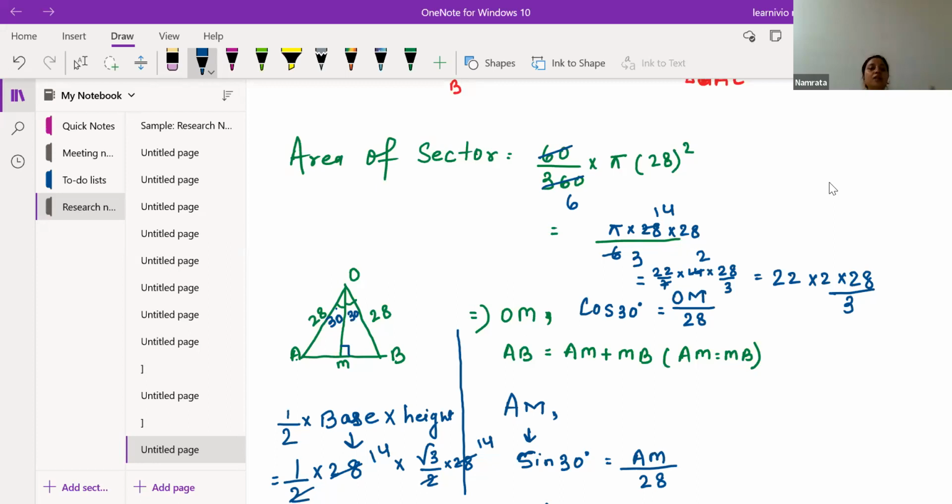From this area, we have to subtract the area of the triangle to get the area of the segment. Now, what is the question asking? Find the cost of making the design. Whatever area we get will be the area of each segment. How many segments are there? 6 segments are there, all the same.